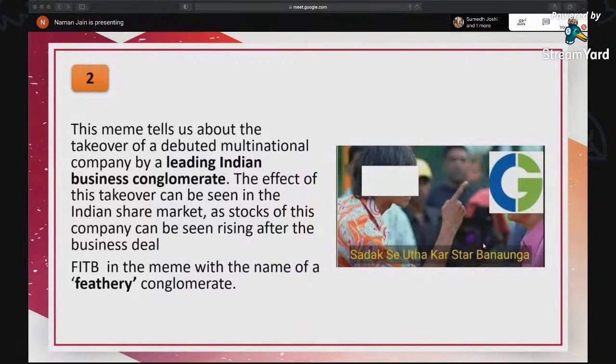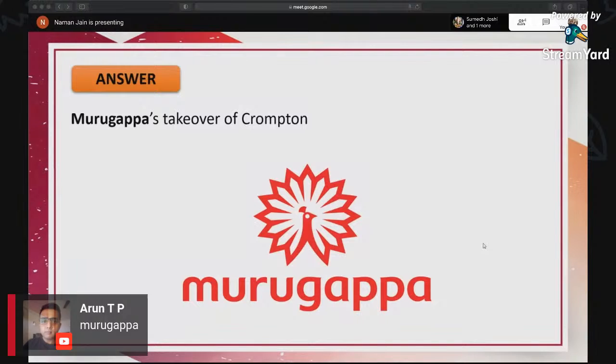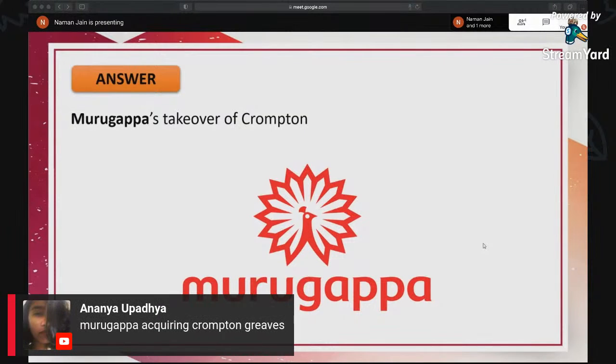Which Indian conglomerate? And if you can, just give the name of the company whose logo is shown here. Arun says Murugappa, Sahil says Avanta. Crompton Greaves is the company. Ananya says Murugappa acquiring Crompton Greaves. Yeah, Arun, Ananya, you have given the perfect answer. The correct answer is Murugappa. And the reason I had given the word feathery, just look carefully at Murugappa's logo. It features a peacock. Very beautiful bird. Yeah, correct. You got the hint, Arun. So it's Murugappa.